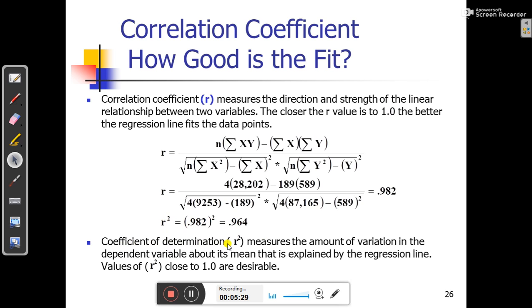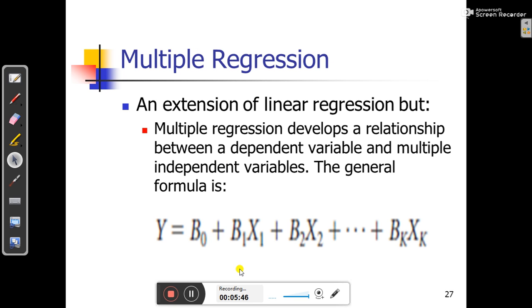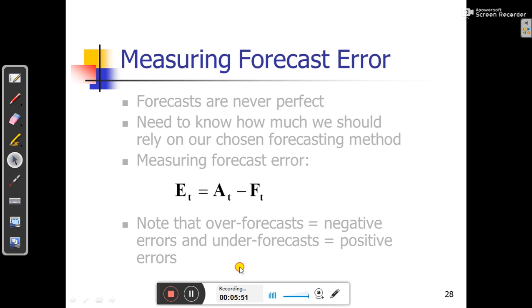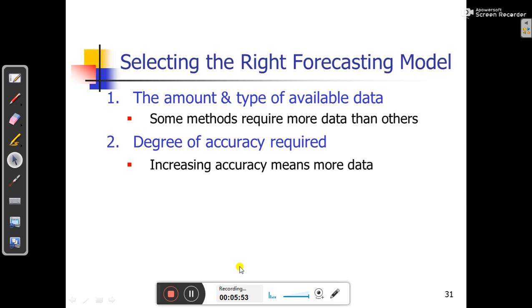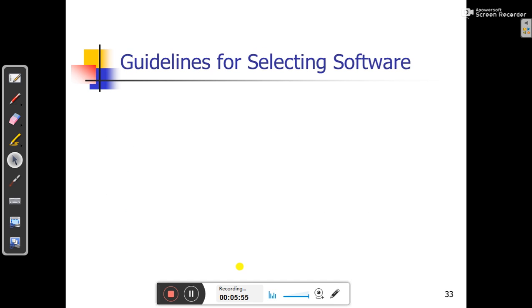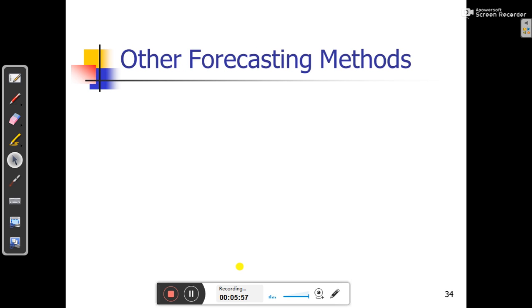The coefficient of determination, that is R square, measures the amount of variation in the dependent variable about its mean that is explained by the regression line. Values of R square close to 1.0 are desirable. Again, some parts of multiple regression are here, so I'll try to go through this topic again.